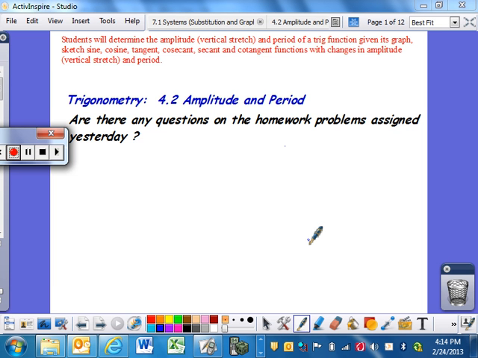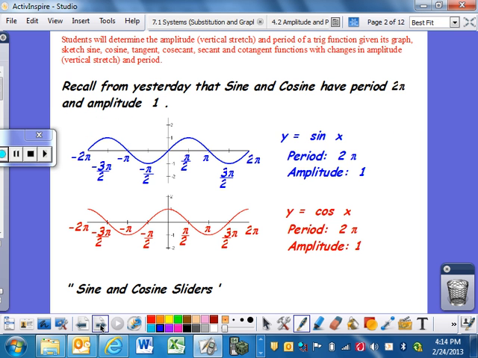This is section 4.2 in trigonometry. It's talking about amplitude, period, and we're actually going to get to some vertical shifts as well. If you have any questions on homework problems at all from 4.1, you have to come in and ask for help whenever you can.